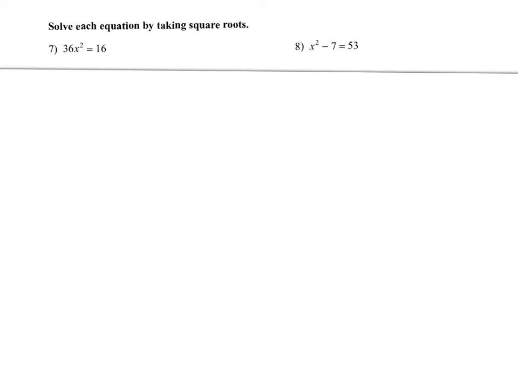All right, next up here, we're going to solve by taking square roots. I know we can do this because we don't have a b value, so I can just isolate the squared. So in this case, I'm going to add the 7 over. So I get x squared equals 60, and then we will square root both sides.